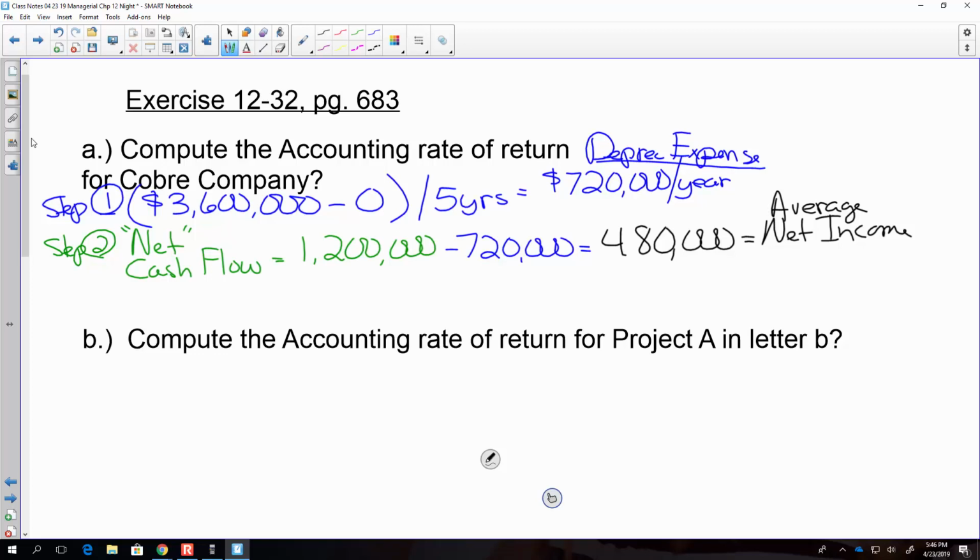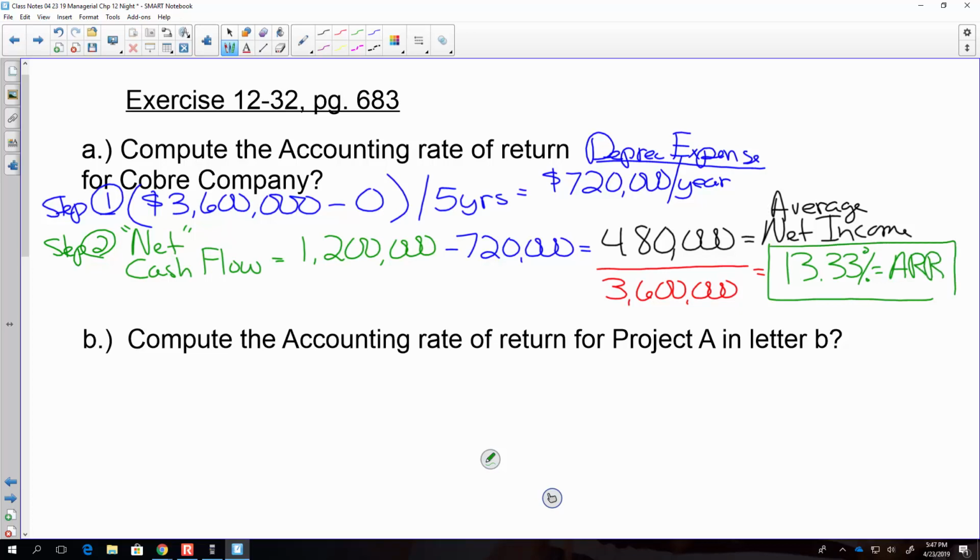And then take what? Divide by my investment of 3.6 million. And I get what? For my accounting rate of return. What did you get? 13.3. 13.3% is my accounting rate of return. A good number, a good solid profit number, right, for this investment.